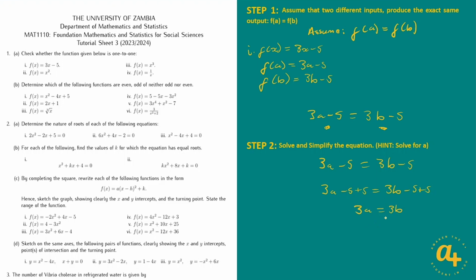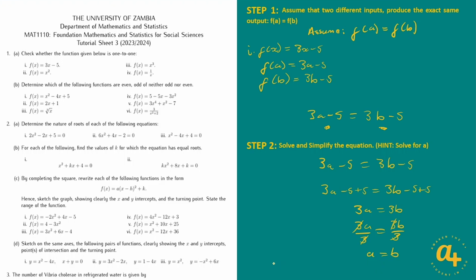Now, to simplify this further, we need to divide both sides by 3. So we're going to have 3a divided by 3 is equal to 3b divided by 3. The 3's cancel each other out so that we just remain with a is equal to b. So we can see here that the simplified version of our equation is a is equal to b. Therefore, we have proved that our function is one-to-one.